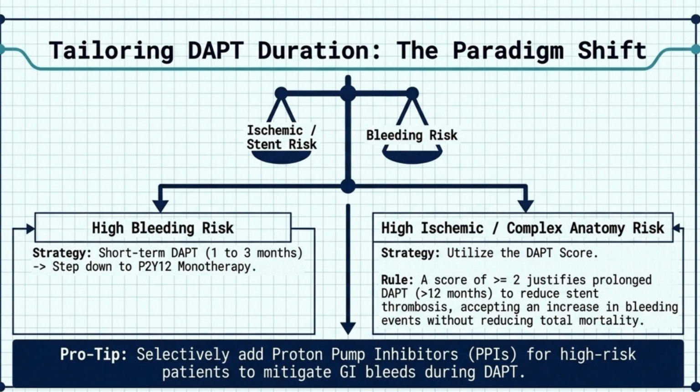Conversely, what if your patient is a very high ischemic risk but low bleeding risk? Continuing DAPT beyond 12 months may be reasonable. To make this objective, we utilize the DAPT score. For patients who score a 2 or greater, a prolonged DAPT regimen beyond 1 year is reasonable, as it significantly reduces ischemic endpoints and stent thrombosis. However, be aware that extended DAPT will increase bleeding events and doesn't reduce total mortality.